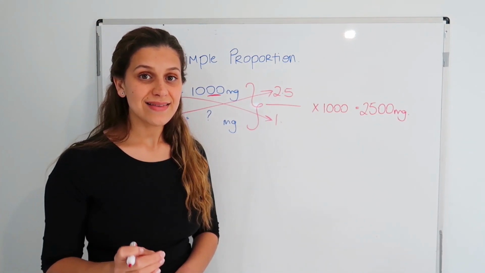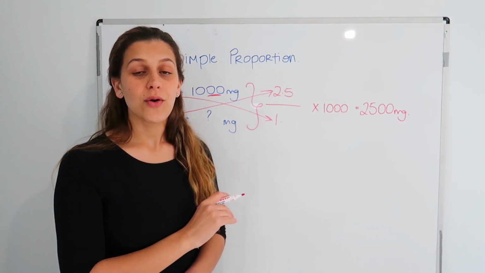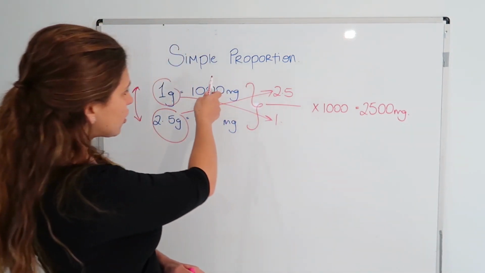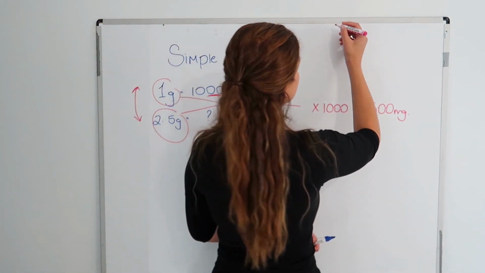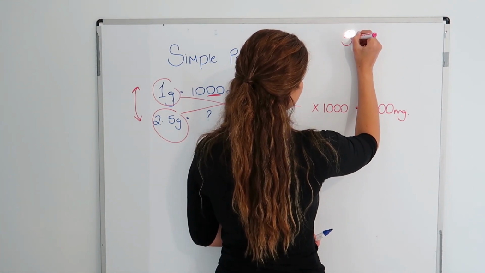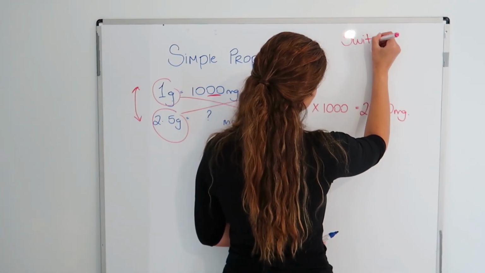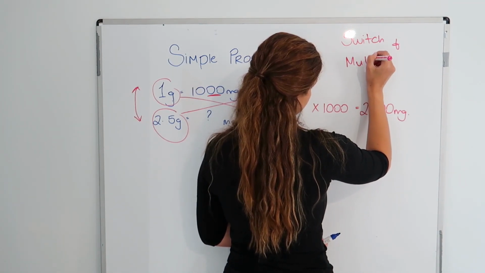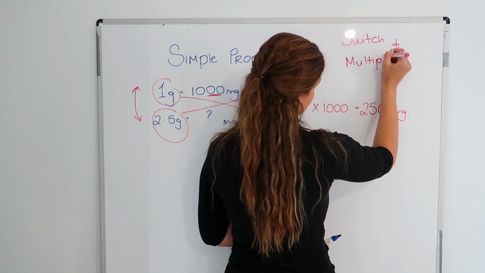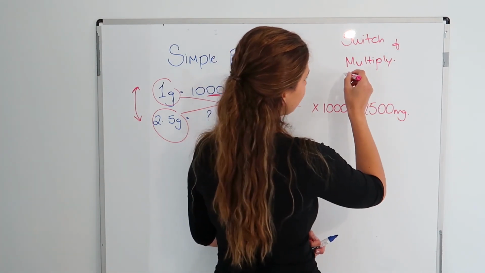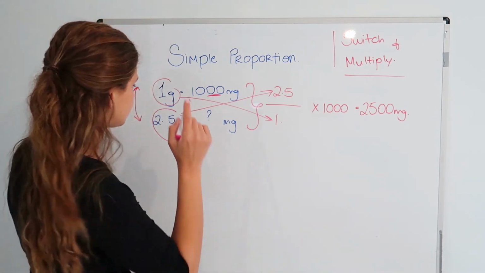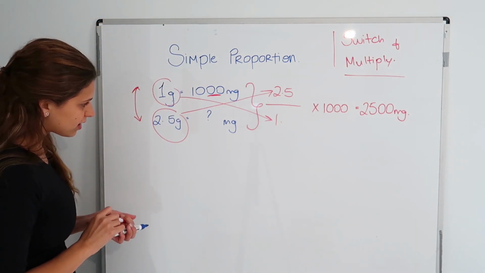That is the method, the only method that you're going to use from now on for all of your nursing calculations. So you can call it simple proportion, or to make it easier to remember, let's call it switch and multiply. Okay? Good. Keep this in mind. We are going to use this every day from now on. So let's work another question.